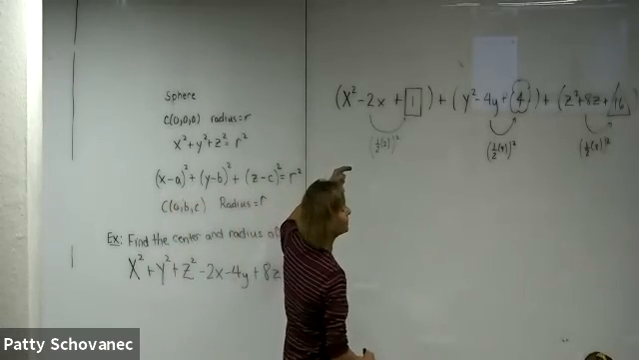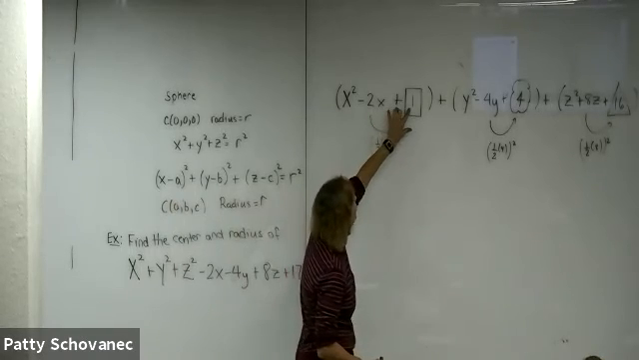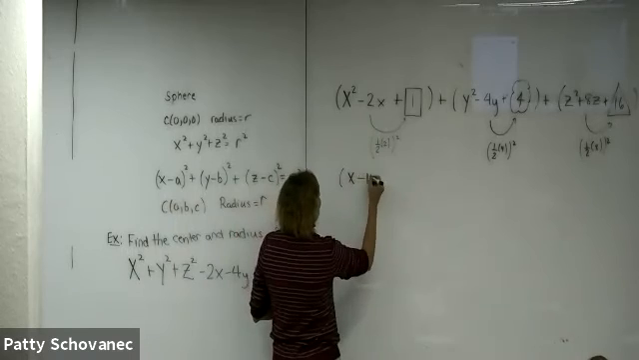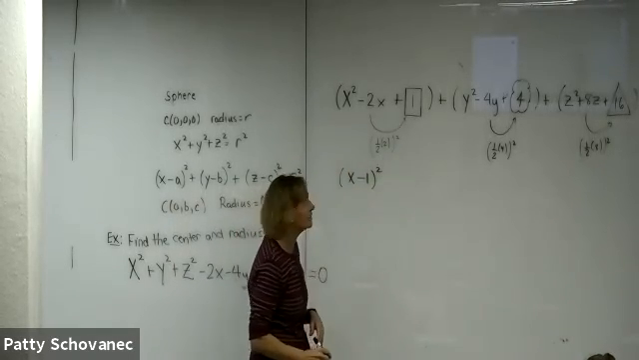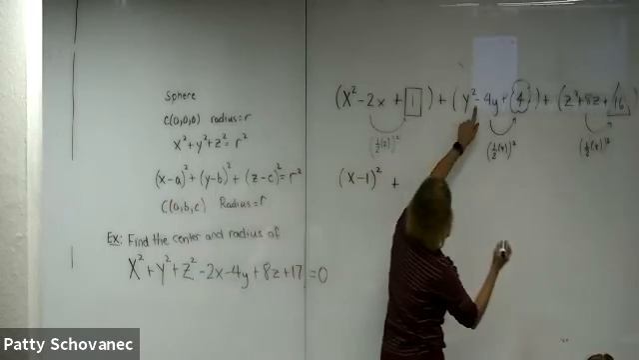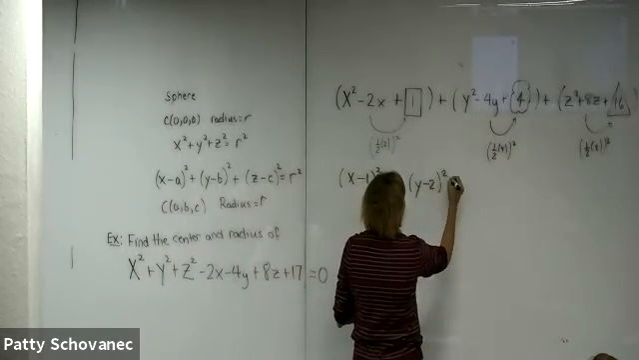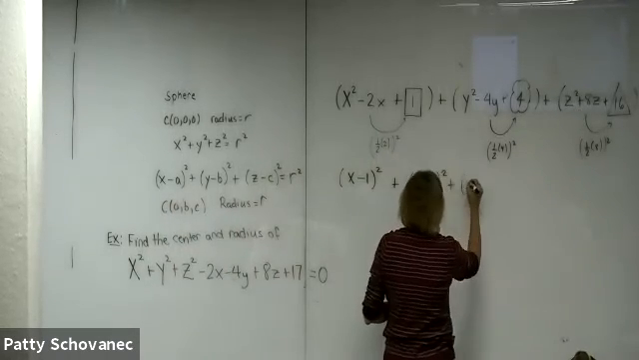So now these factor as perfect squares. The square root of 1 is 1, and then I take the sign in here. So it factors as x minus 1 all squared. If you multiplied that out, you should get that. Over here, I got another minus, square root of 4 is 2. So y minus 2 all squared. And then finally, z plus 4 all squared.